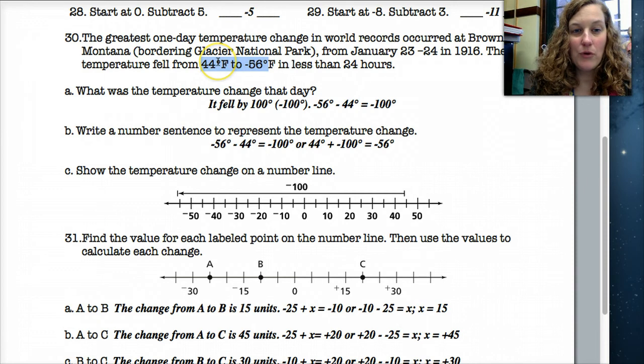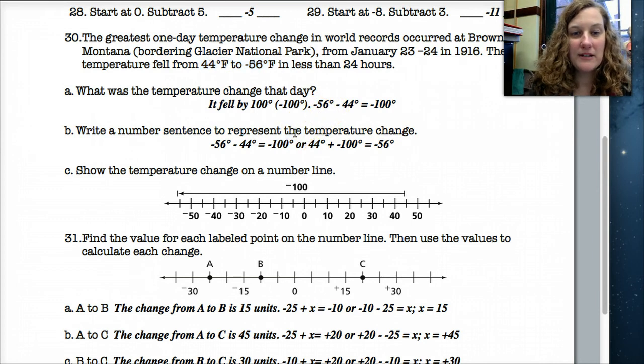Well, if we were at 44 and we ended at -56, to get to 0 degrees is 44, and then another left by 56, so 44 plus 56 gives you 100, or -56 minus 44 gives you -100.